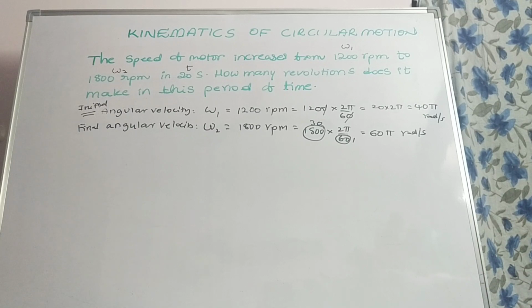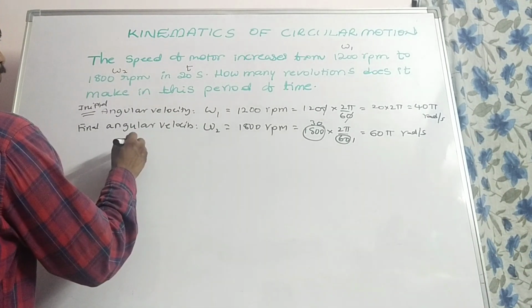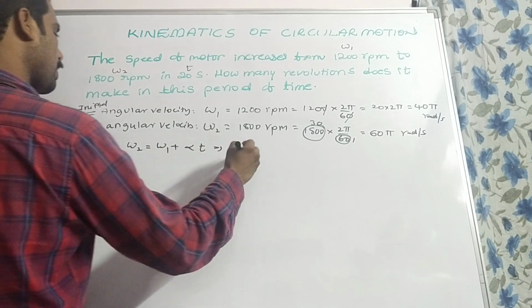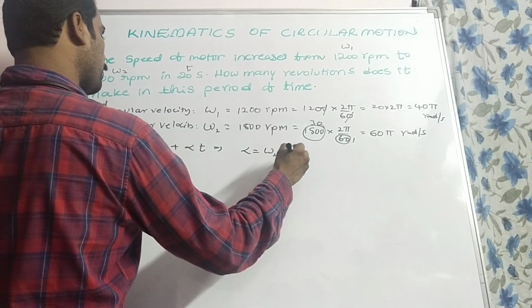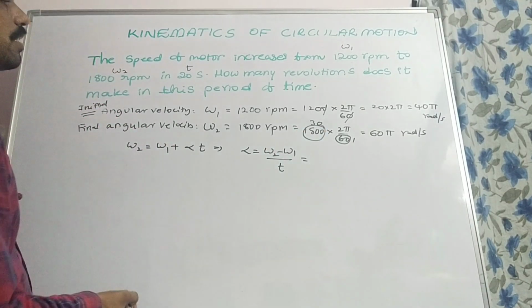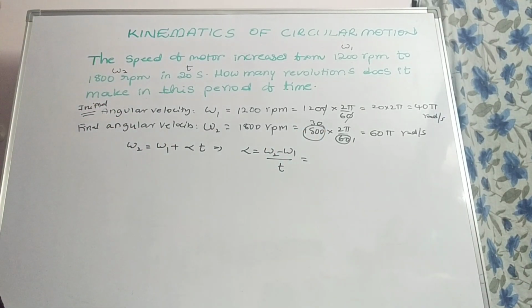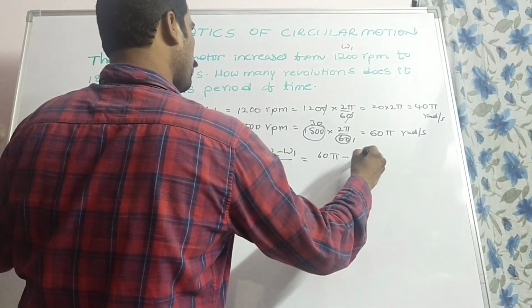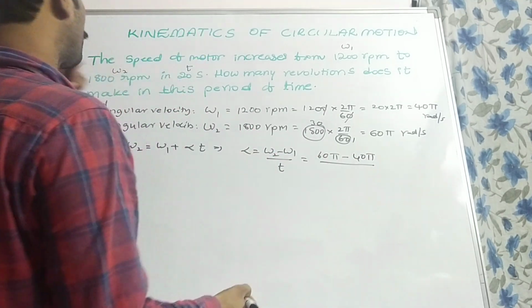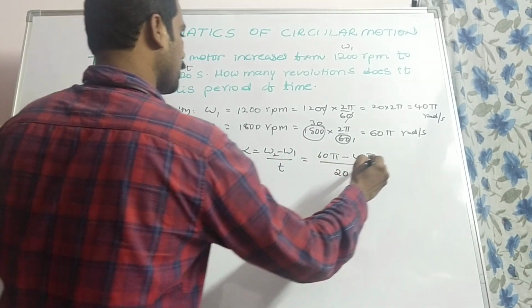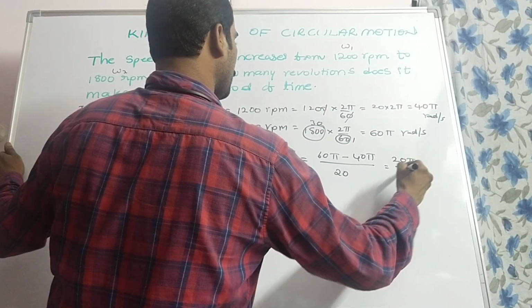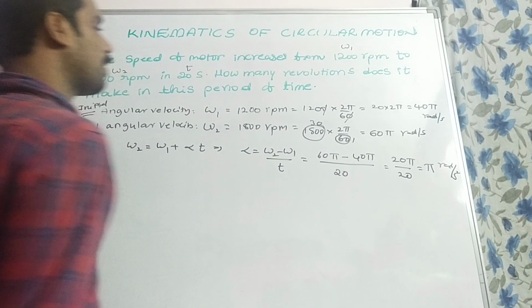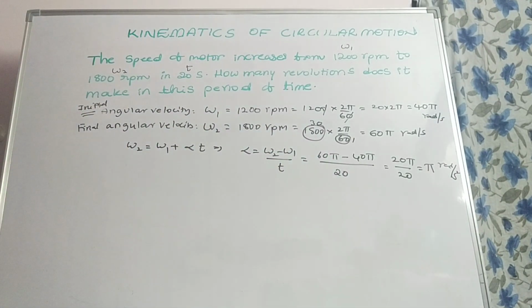Omega 2 is equal to omega 1 plus alpha into t. That implies alpha is equal to omega 2 minus omega 1 by t. That is equal to 60 pi minus 40 pi by the time taken, 20 seconds, that is equal to 20 pi by 20, that is equal to pi radian per second square. So pi radian per second square will be the angular acceleration.